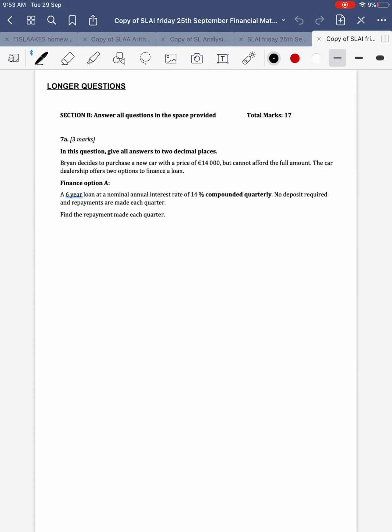Okay then, let's have a look at this financial maths question. Brian decides to purchase a new car, the price of 14,000. Let's just jot that down. 14,000 is the cost. He cannot afford to pay the full amount. The car dealership offers two options.